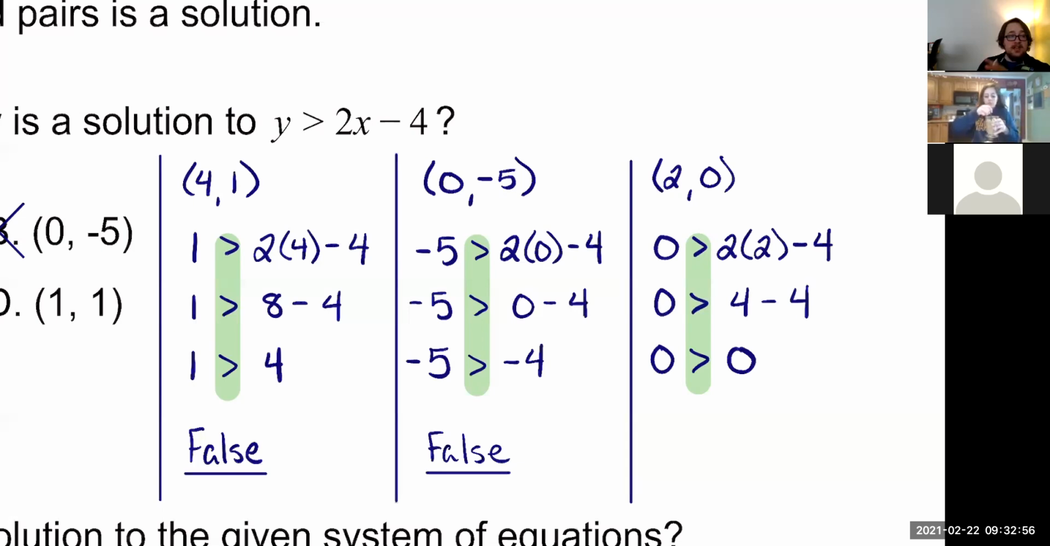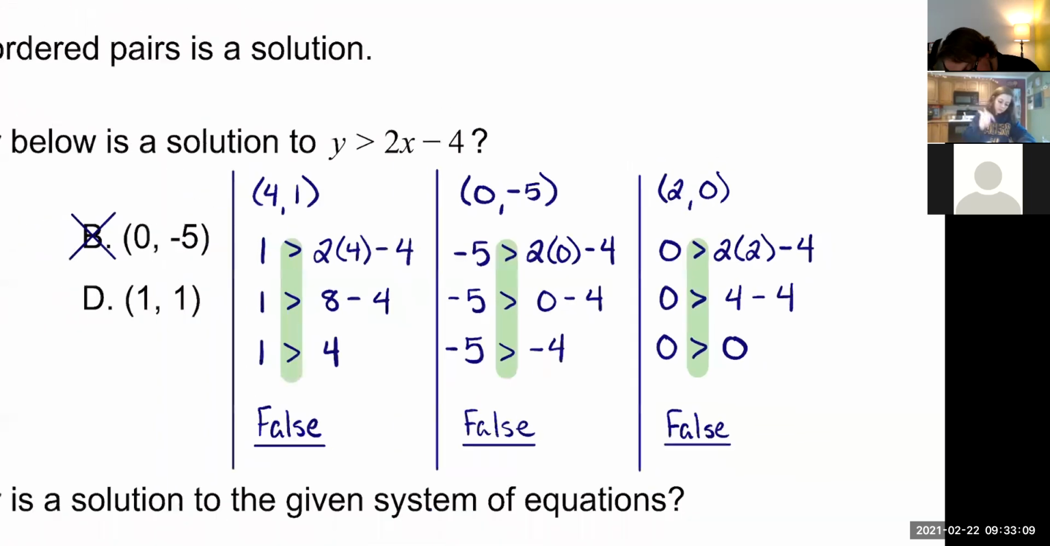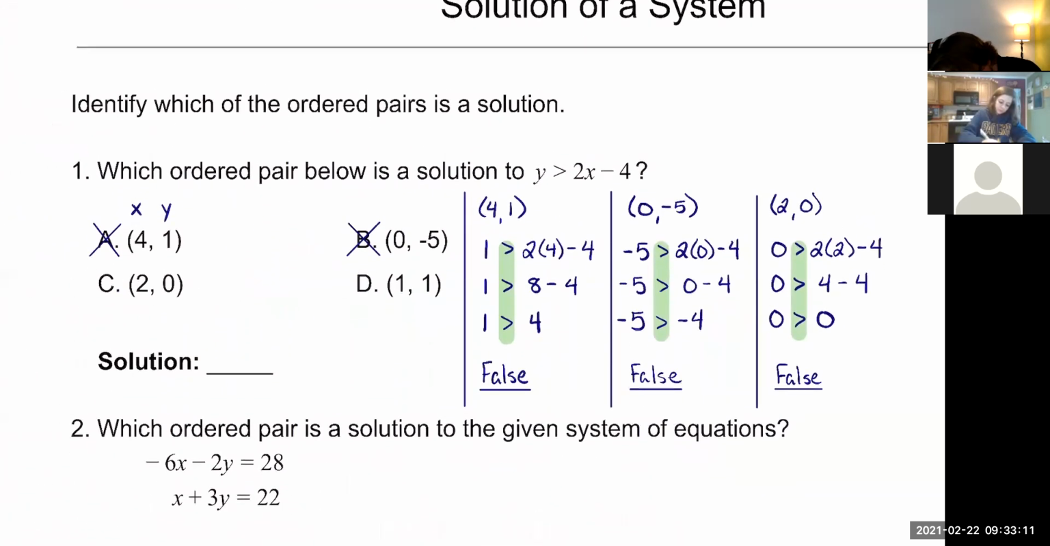And had this been a greater than or equal to sign, we'd be good. Unfortunately, though, 0 is not greater than 0. So even though it seems so close, it is still considered a false statement. So it should be D, because that's obviously the last one left.